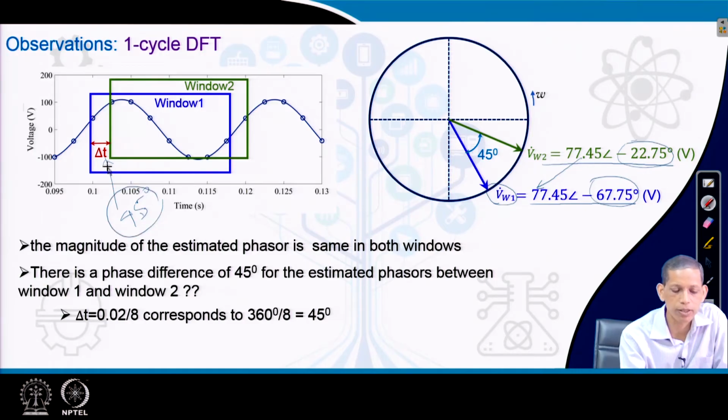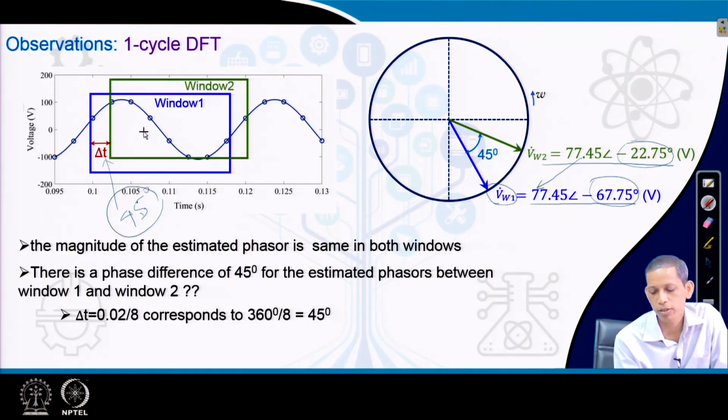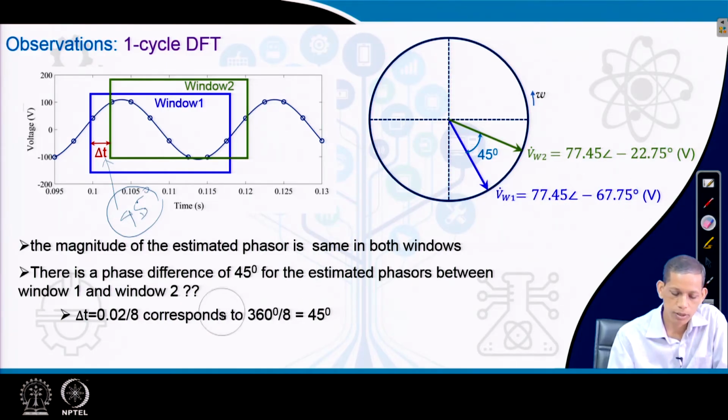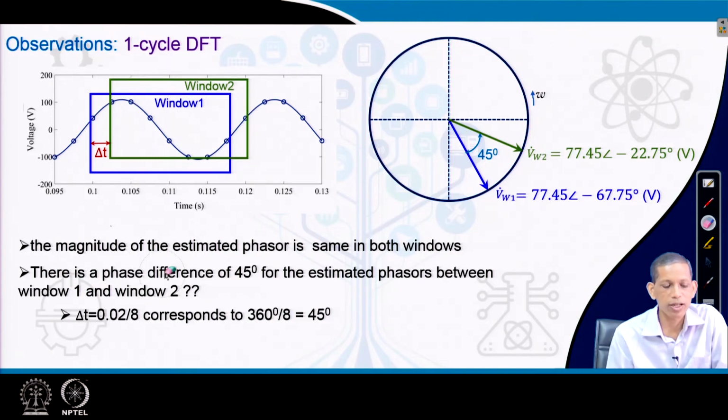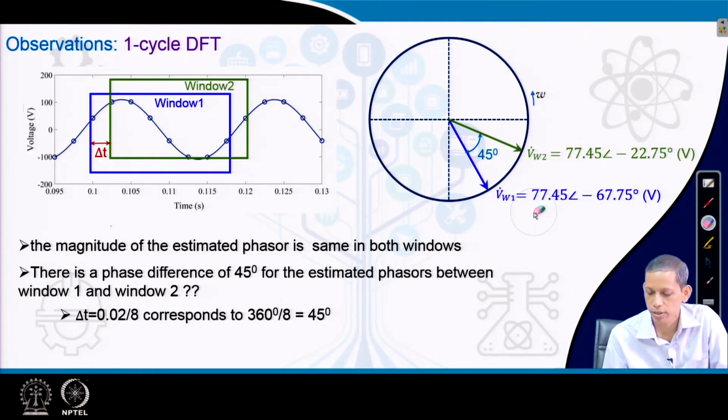Therefore, that 45 degree shifting of window 2 in the time domain is clearly reflected in the phasor computation domain, and that is the reason we are getting this angle shift of 45 degrees. Note that the magnitude of this signal remains stationary, so the magnitude remains the same in both cases. This clearly shows that this one cycle DFT is able to capture both the phase information and the magnitude information. Note that 77.45 is nothing but the signal magnitude divided by root 2, so that is exactly the 77.45 magnitude.